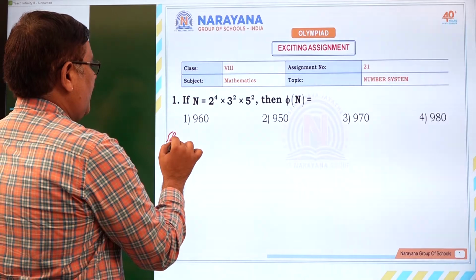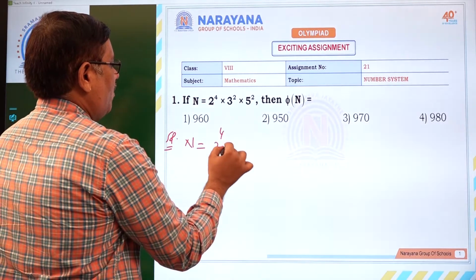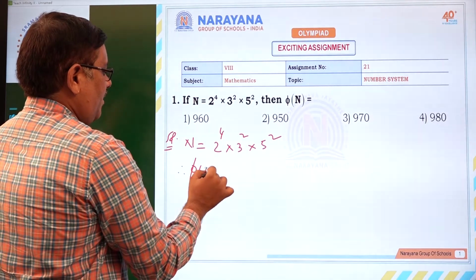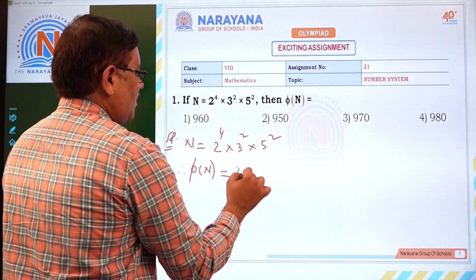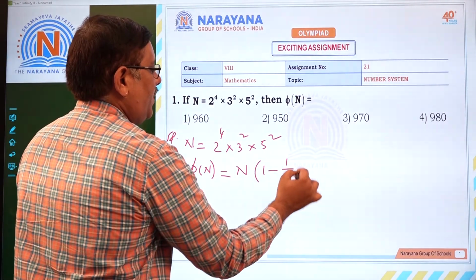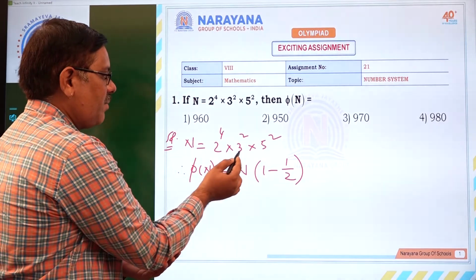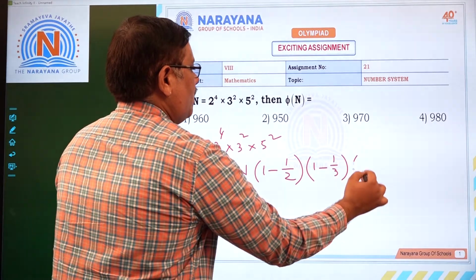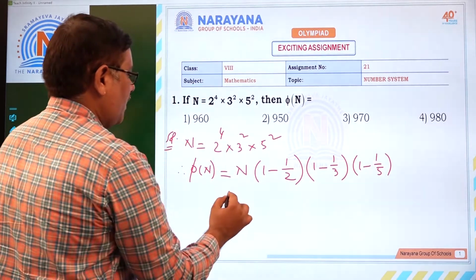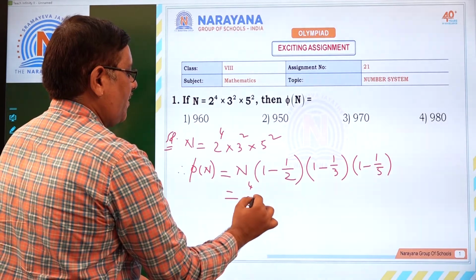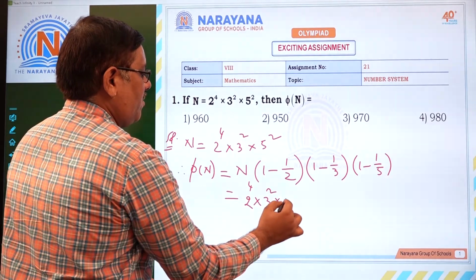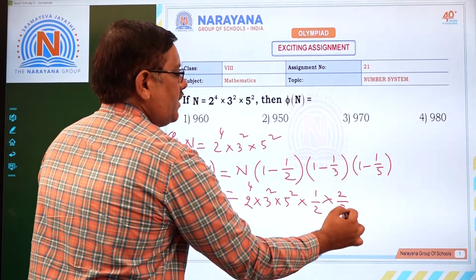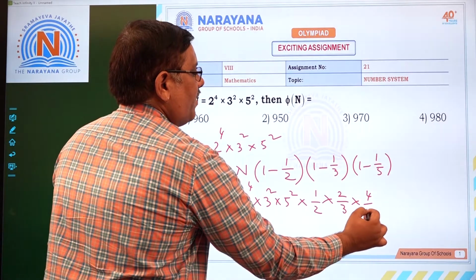Now, n is 2 to the power of 4 into 3 square into 5 square. Therefore, phi of n is n times 1 minus 1 by p1. p1 is 2 here. First prime is 2, second prime is 3, third prime is 5. So 1 minus 1 by 2 into 1 minus 1 by 3 into 1 minus 1 by 5. Otherwise, let us write the value of n as 2 power 4 into 3 square into 5 square into 1 minus 1 by 2, which is 1 by 2. 1 minus 1 by 3 is 2 by 3. 1 minus 1 by 5 is 4 by 5.